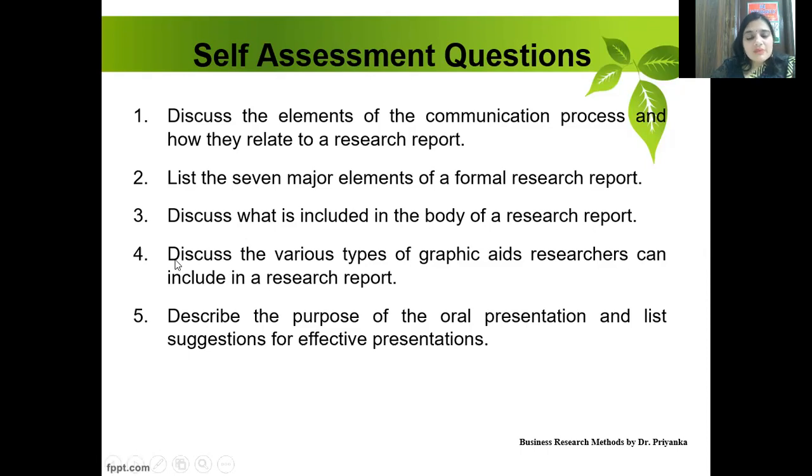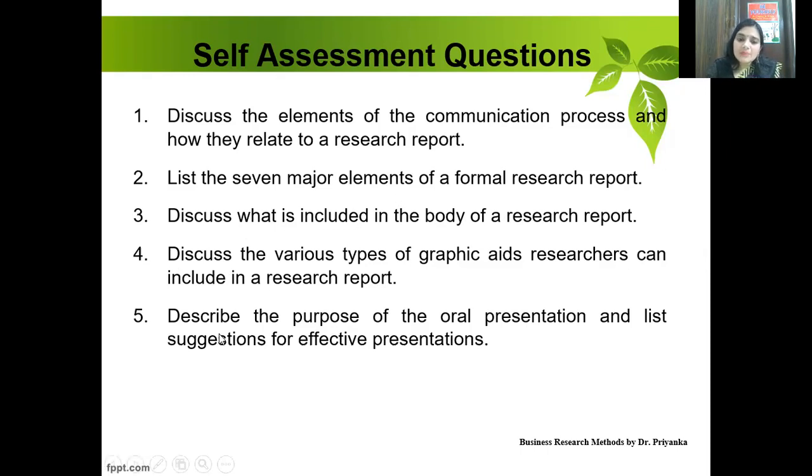Fourth is, discuss the various types of graphic aids researchers can include in a research report. What kind of graphic aids do we have? Number one, first of all, is tables. Then you can use charts. Charts can be pie charts, line graphs, bar charts, histograms. So many things are there. You can use all these graphic aids.